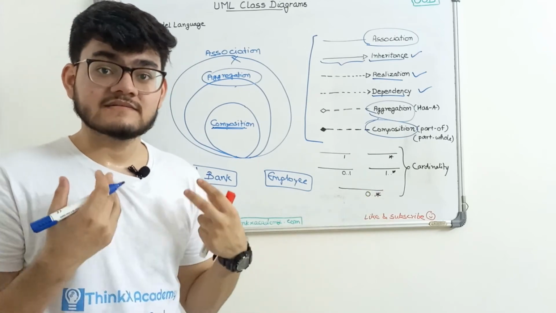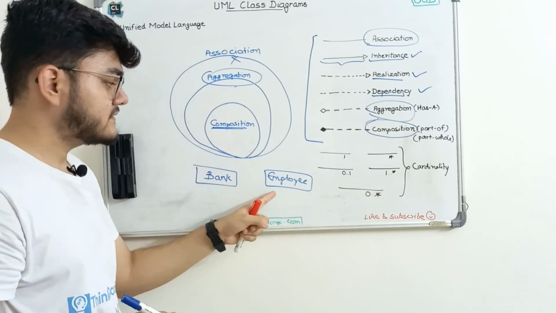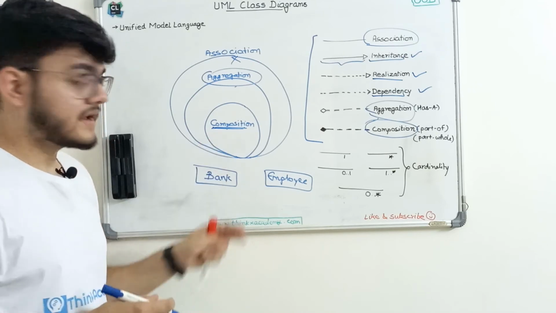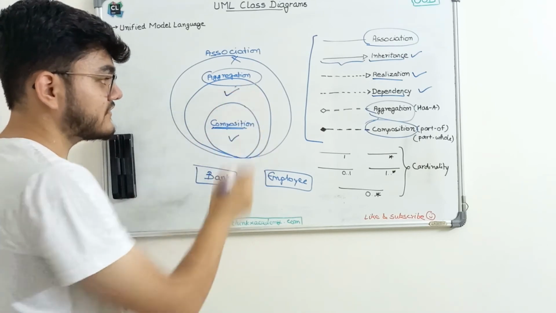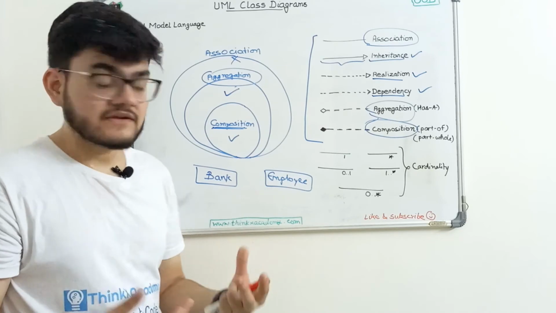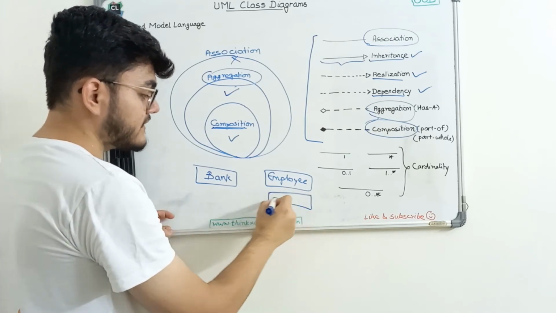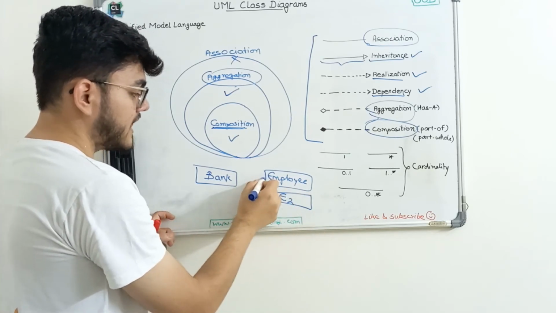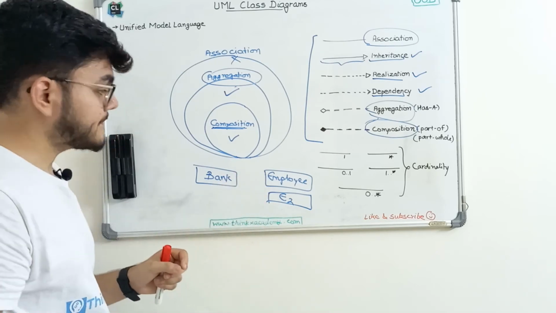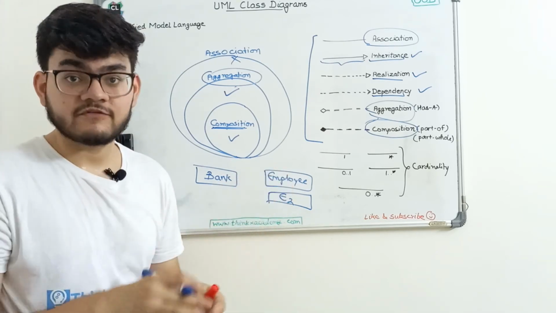You can also say it this way. So aggregation is possible. We have said composition is not possible, but aggregation is possible. So bank and employee have aggregation. What I can do is create multiple employees, let's say E1, E2, and they can aggregate with this bank, right? So I can aggregate multiple employees inside of a bank.